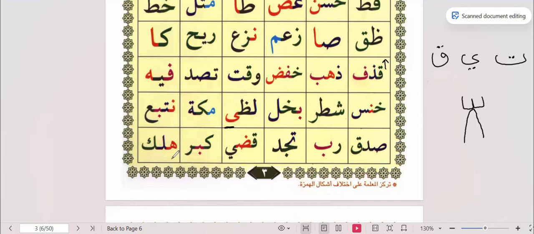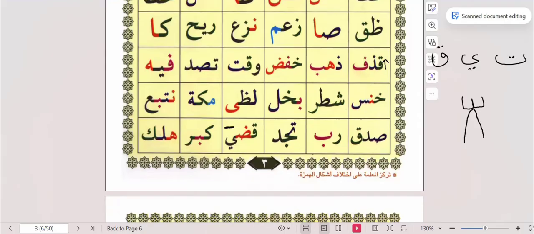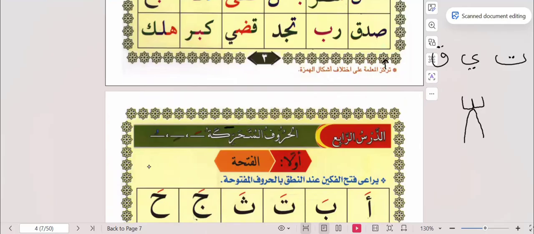Never pronounce it like ha ha. No need of hot air. You need to pronounce it like a normal ha. So let's go further. That's it.